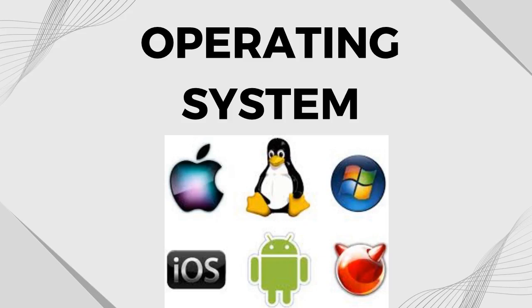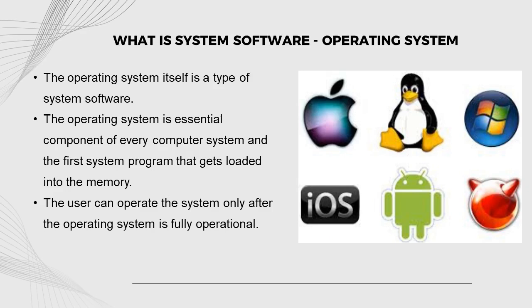Today we are going to learn about the operating system, one of the most important parts of any computer system. Let us start with a simple introduction to the operating system. The operating system is a group of software specially designed to help the users to manage and operate the computer system. In other words, the operating system is a type of system software that works as an interface between the system users and computer hardware.